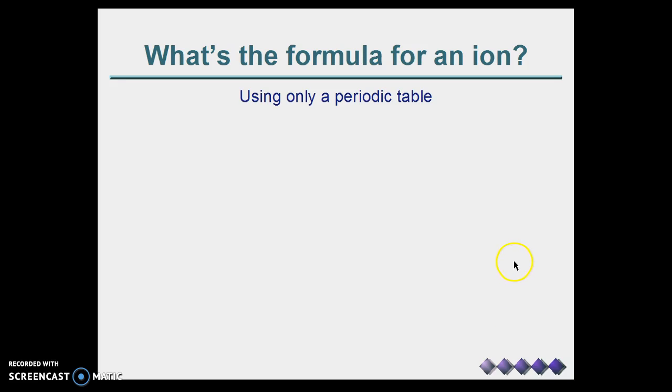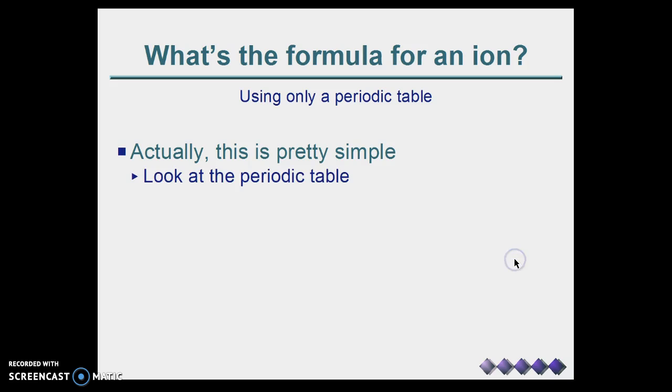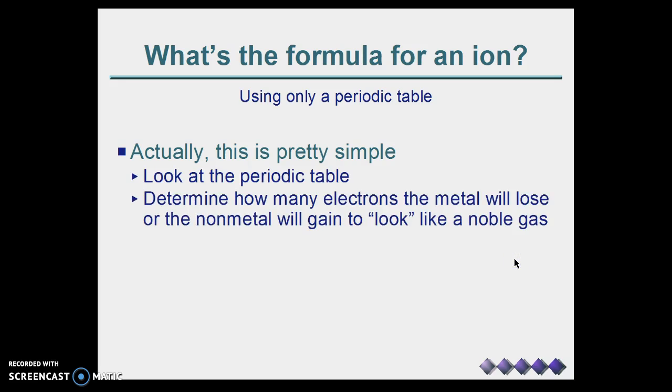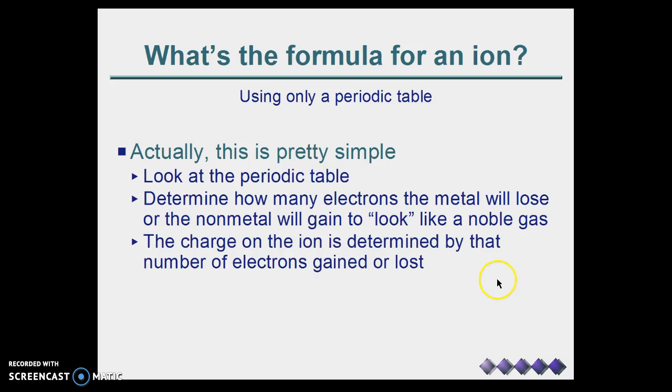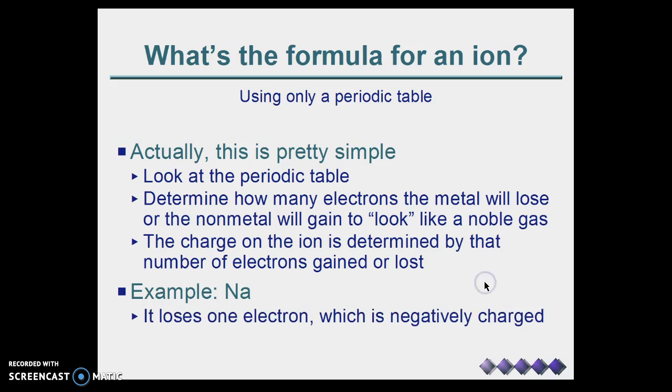Now, what's the formula for an ion using only a periodic table? It's pretty simple. Look at the periodic table and determine how many electrons the metal will lose or the nonmetal will gain to look like a noble gas. The charge is determined by that number of electrons gained or lost. So sodium loses 1 electron. The electron is negatively charged, and so it acquires what kind of charge? Yes, positive, and so it is +1.